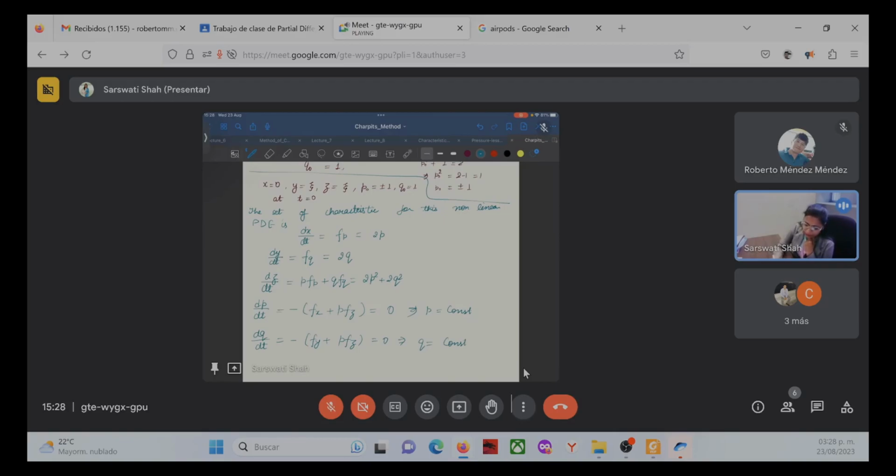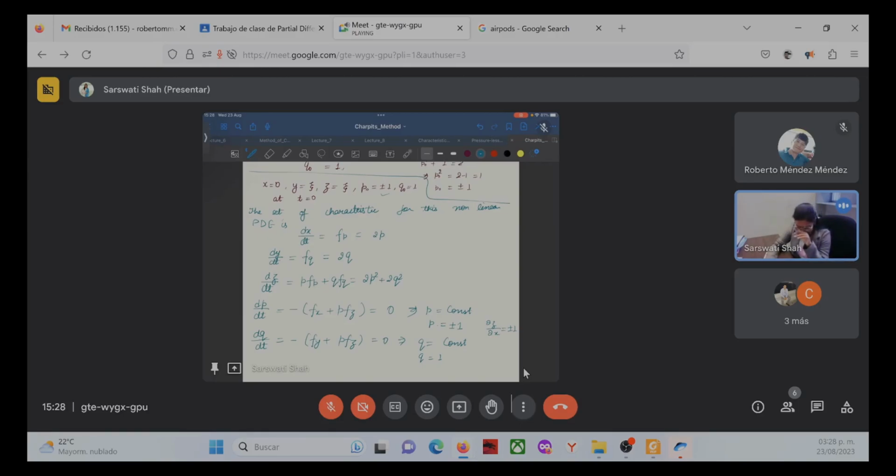Now if we use this initial data, then at t equals 0, the constant will be plus minus 1. So p equals plus minus 1. For sure we are going to get two solutions. And for q equals constant, when we use the initial data q naught equals 1, then we will get q equals 1. So from here we can see that del z over del x equals plus minus 1. So for sure we are going to get two solutions. Let's see what happens.